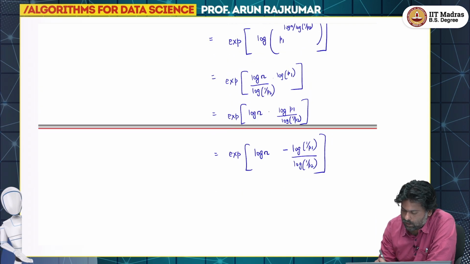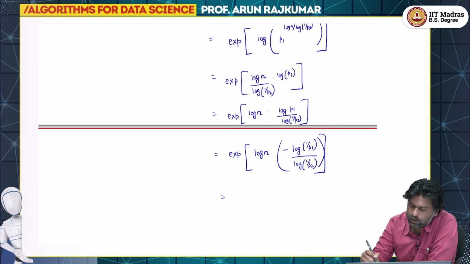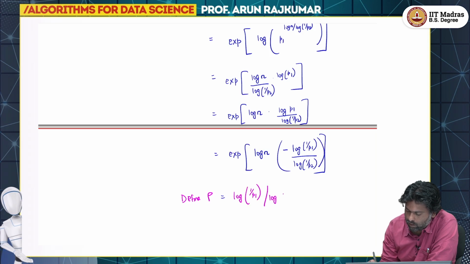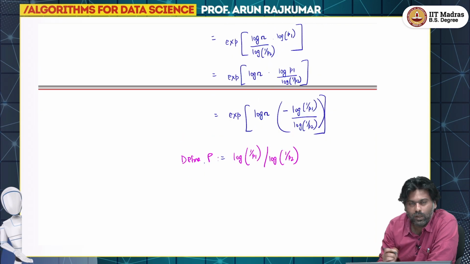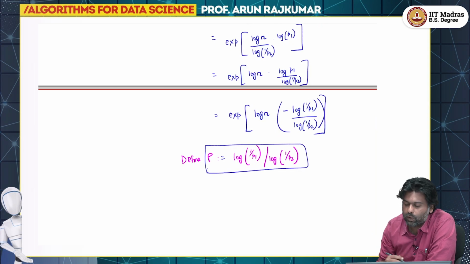So this is multiplying by this, and let's give this a name. So I am going to define rho as log 1 by P1 divided by log 1 by P2, right? So that's just a definition to simplify the notation, and we'll also see it's more than just simplification of notation. This becomes a very important quantity when we do the further analysis.